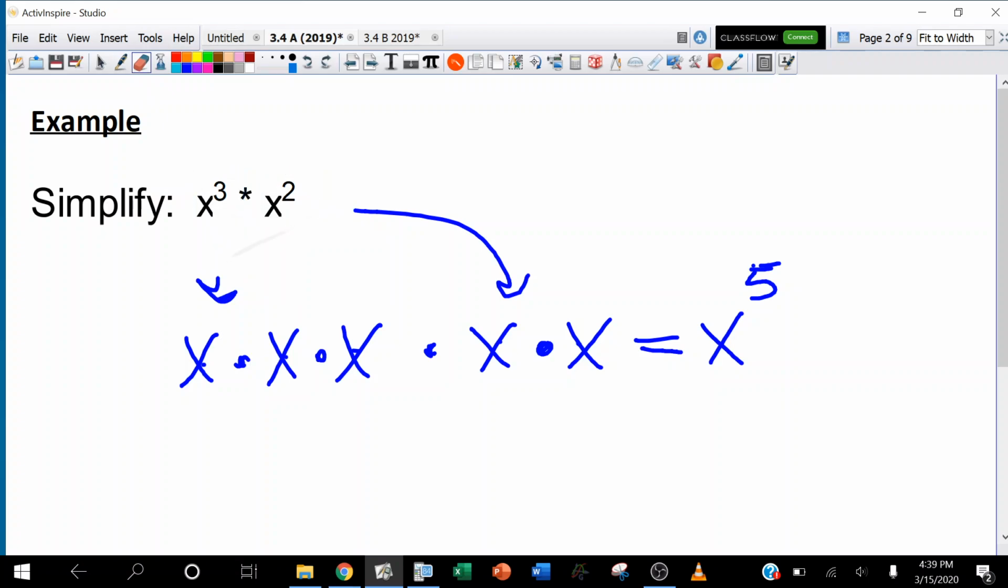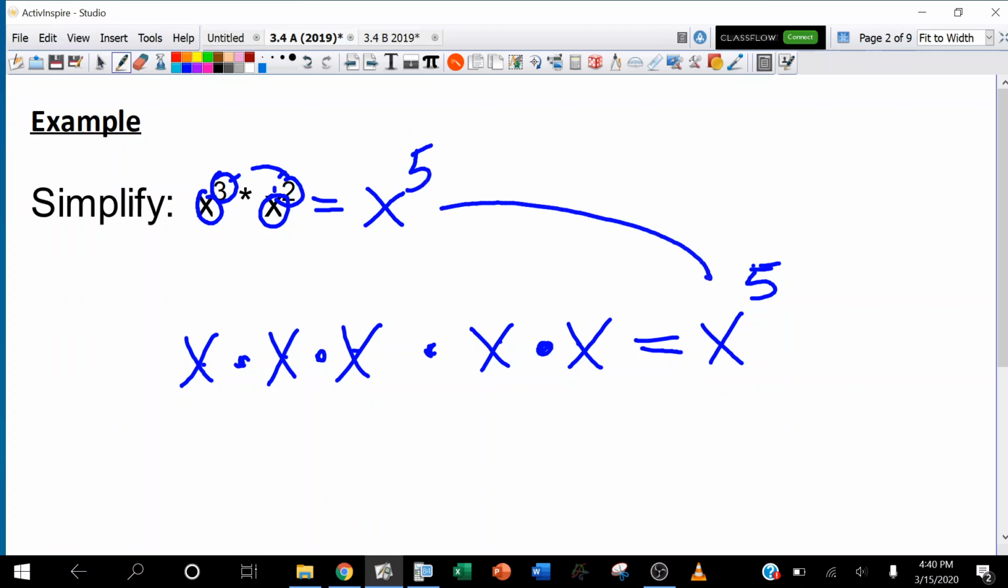Anytime you're multiplying and the terms you're multiplying have bases that are the same, like for instance here, they're both x's, the shortcut is simply to take the exponents and add them together. We keep the x the same, but 3 plus 2 would be 5, and that's x to the 5th, which you can see is the same answer as that there.